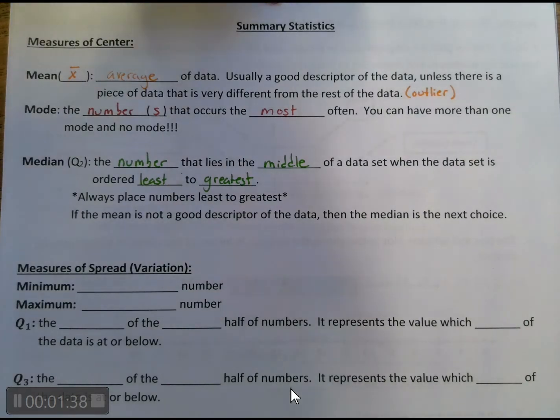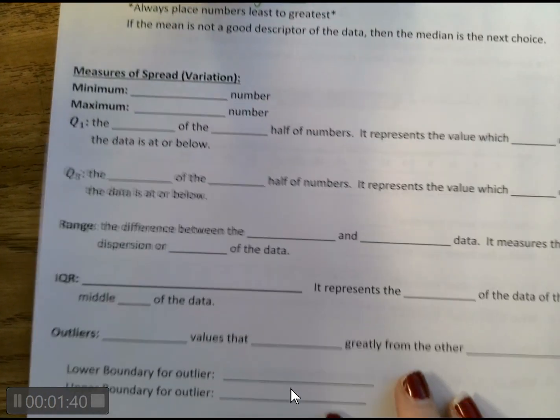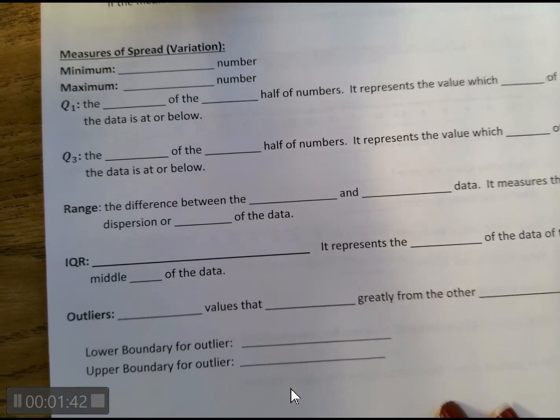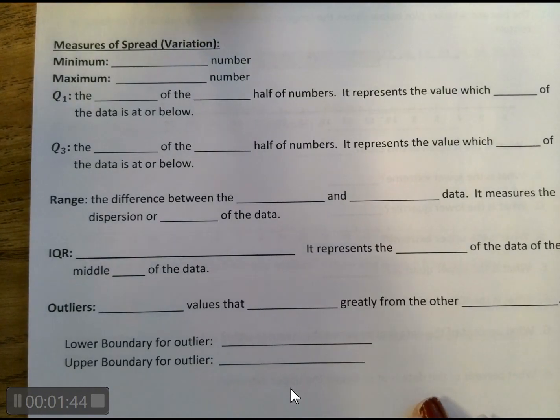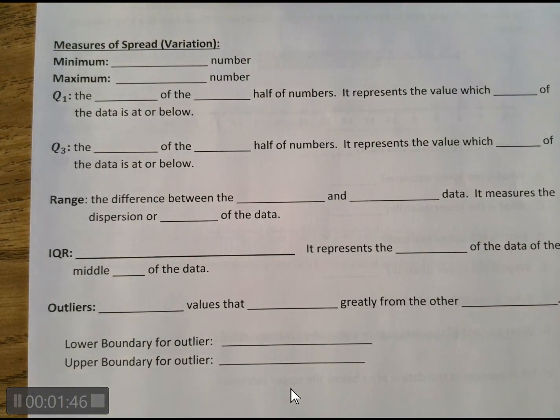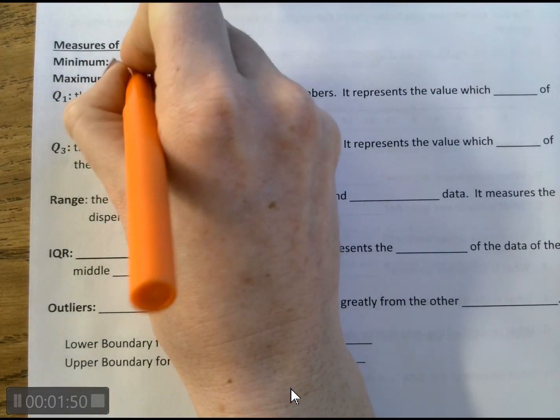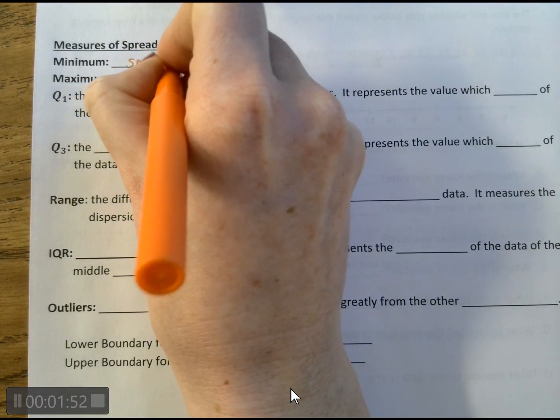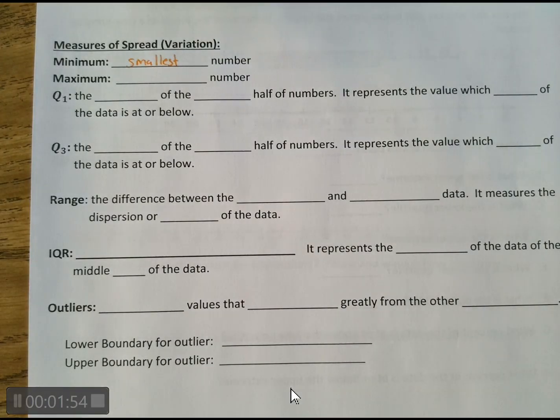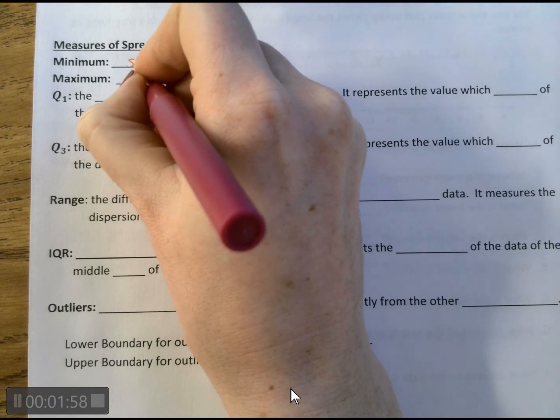Alrighty, so today we are really going to talk about our measures of spread, which is another word for variation. Alright, our minimum of our data is going to be the smallest number in our data set. And our maximum, you guessed it, is going to be the largest number in our data set.